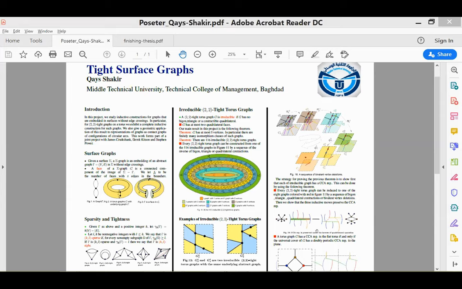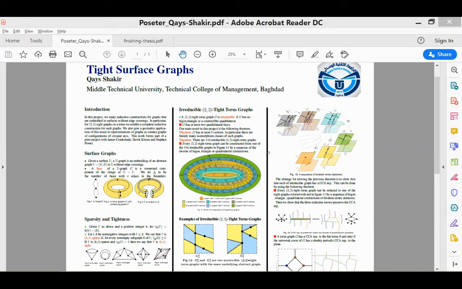So I will talk a little bit about my project, which I will actually display as a poster and not in slides. Hopefully that will work. So yeah, I will talk about tight surface graphs.